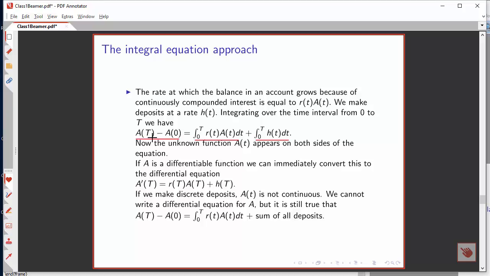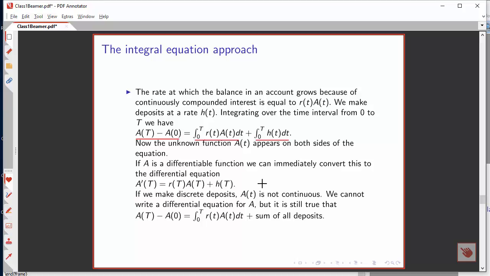The derivative of capital A is A prime. A of 0 is a constant. That drops out. The derivative of a definite integral with respect to its upper limit is just the integrand at the upper limit. So the first term has a derivative r of capital T times A of capital T, and the second term is h of capital T, and this is the differential equation that describes an interest-bearing bank account.